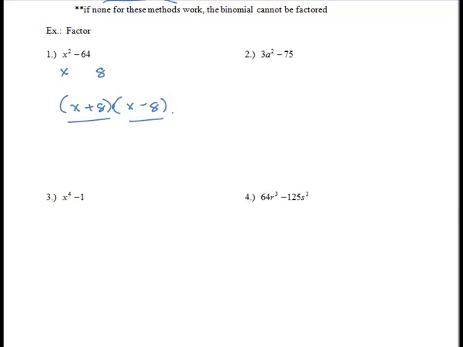Example 2. It's in standard form. We do have a greatest common factor, 3. We factor it out. It gives us 3 times a squared minus 25. Still a binomial inside the set of parentheses.